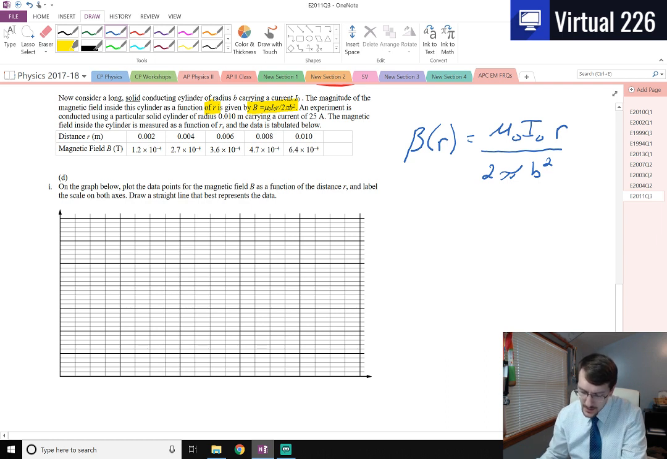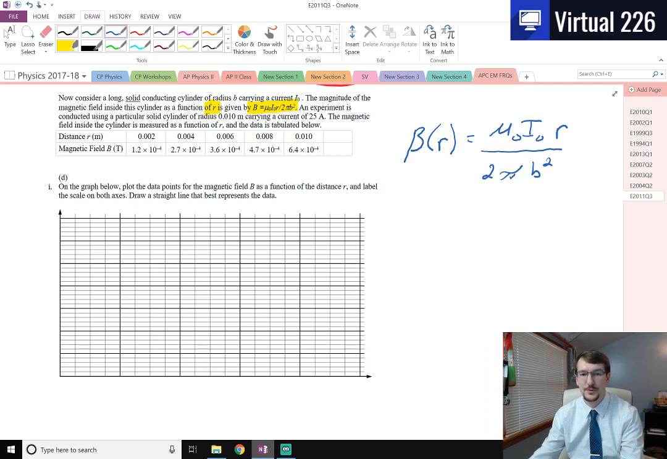An experiment is conducted using a particular solid cylinder of radius 0.01 meters, carrying a current of 25 amps. The magnetic field inside the cylinder is measured as a function of R, and the data is tabulated below. On the graph below, plot the data points. Oh, this is great. Anytime we get a plot, I'm loving this. Plots are just free points for us because we learned back in middle school how to plot things.